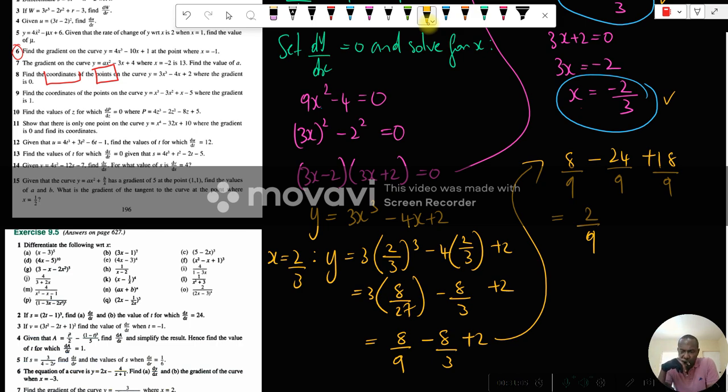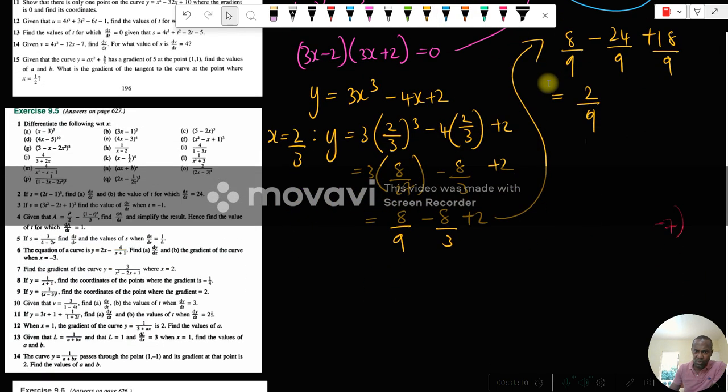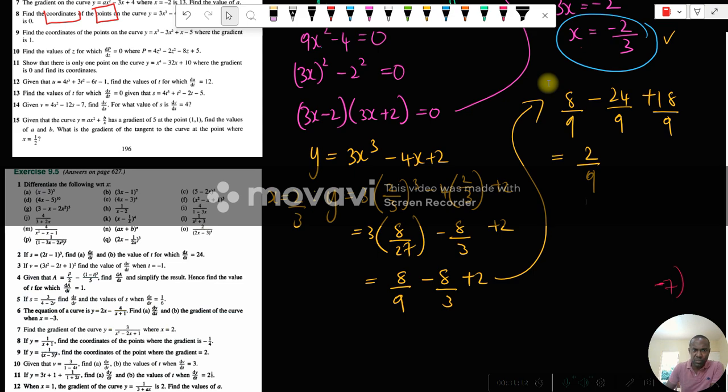Yes, sir. Okay, very good. All right, now let's do the other one. The other one, of course, is when x is equal to minus 2/3. The same principle, just a different x coordinate. All right, so let's write this again.